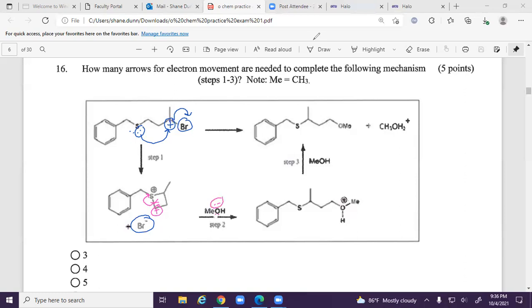That's added to the structure. So that oxygen has lone pairs on it, and the lone pairs on the oxygen will come towards that positive carbon, and that's how you get this guy.